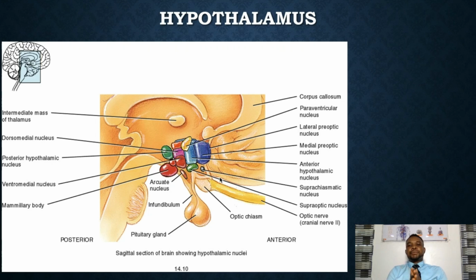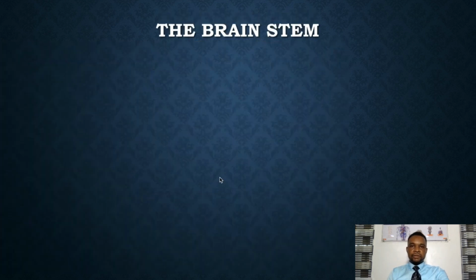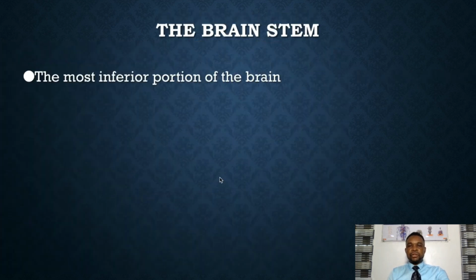So the hypothalamus, like the thalamus too, has several nuclei. We have the supraoptic nuclei, suprachiasmatic nuclei, and so many of them, which when we go deeper into neuroscience, I will talk about the various nuclei and their function.